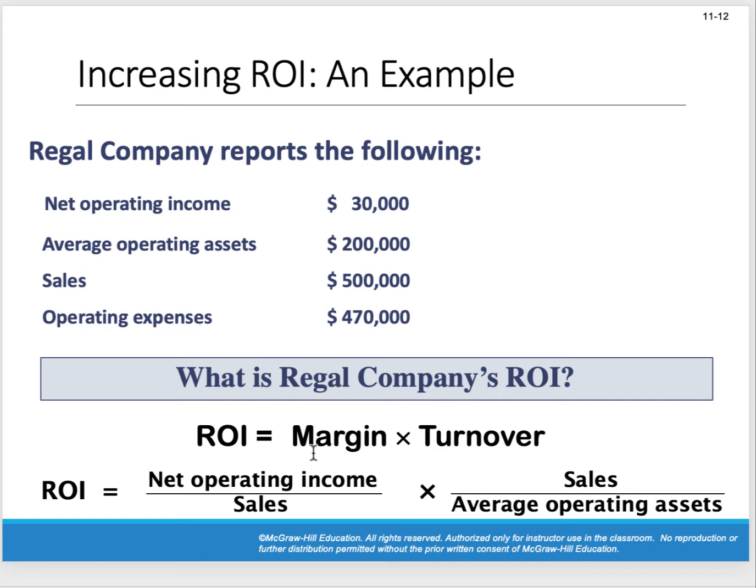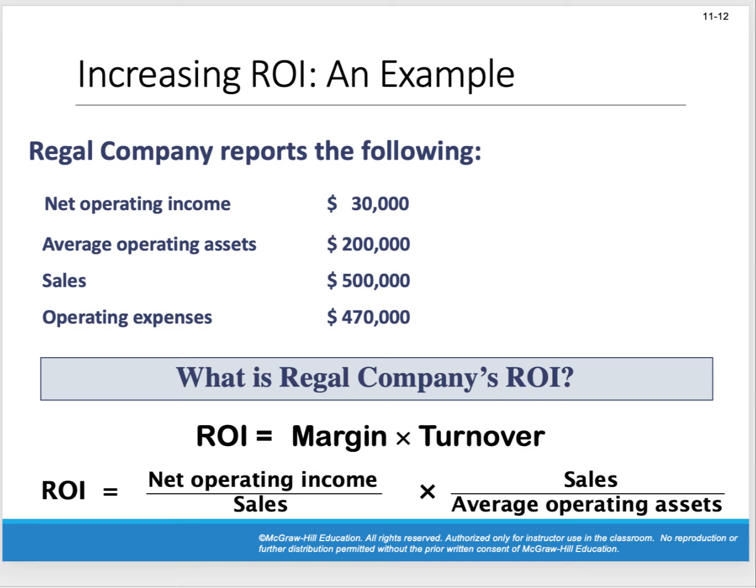So let's look at some examples of ROI. Let's say that the Regal company reports the following. They have net operating income of $30,000. They have average operating assets of $200,000. Sales is $500,000. And their operating expenses are $470,000.